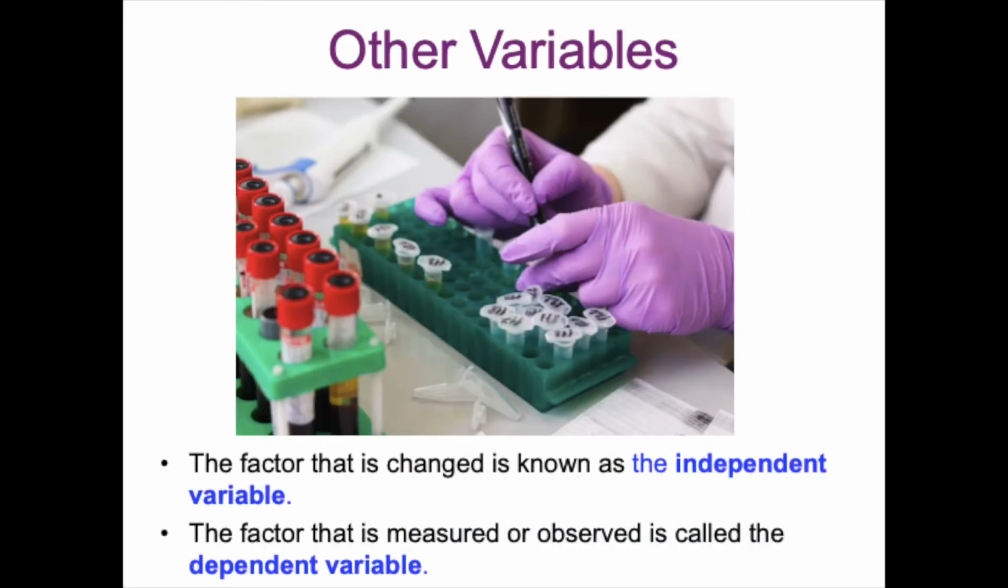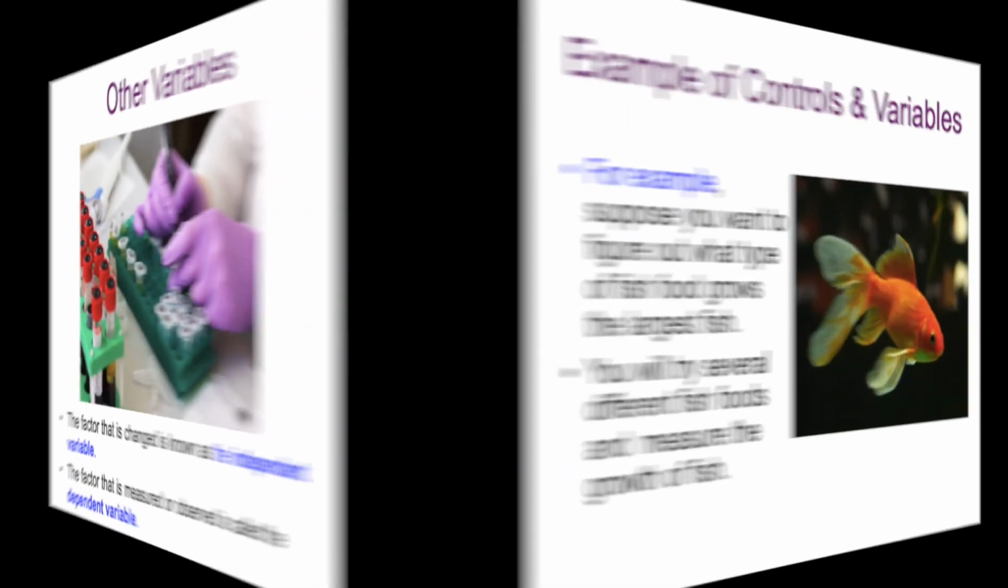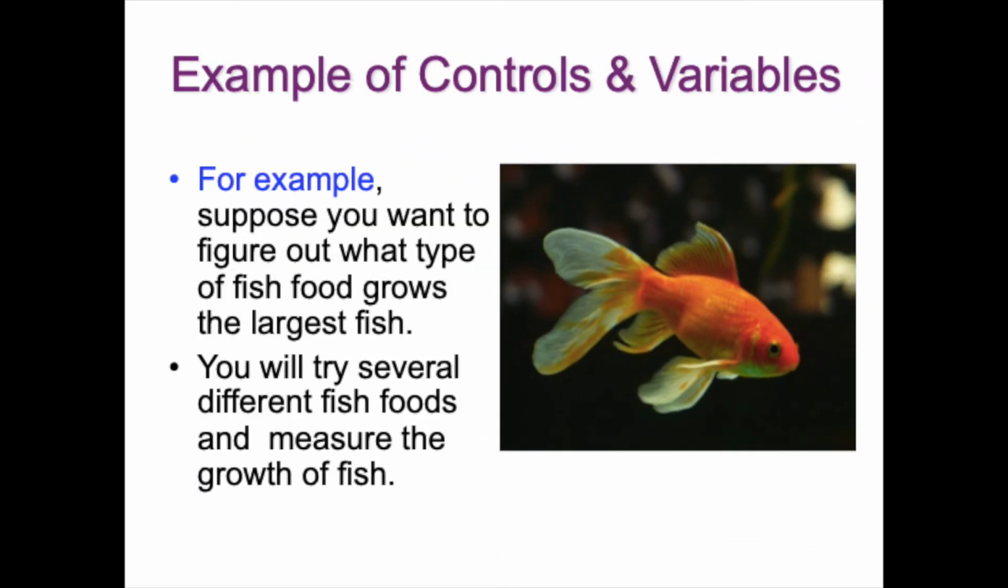So the factor that's going to be changed is known as the independent variable. So whatever factor you're going to be changing within the experiment is the independent variable. And the factor that's being measured or observed is called the dependent variable. Okay, so the way I remember it is that the dependent variable is dependent upon the independent variable that you are changing. So let's take a look at an example.